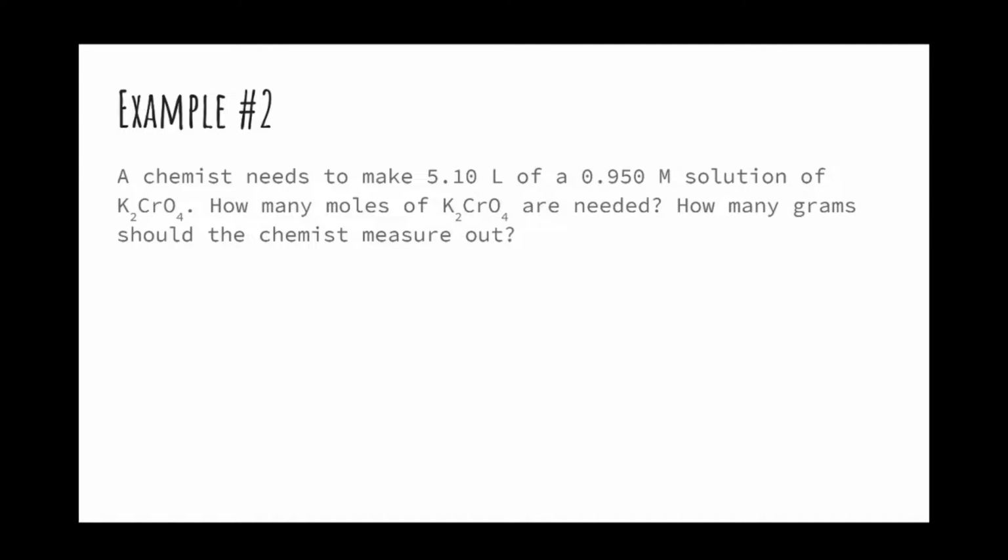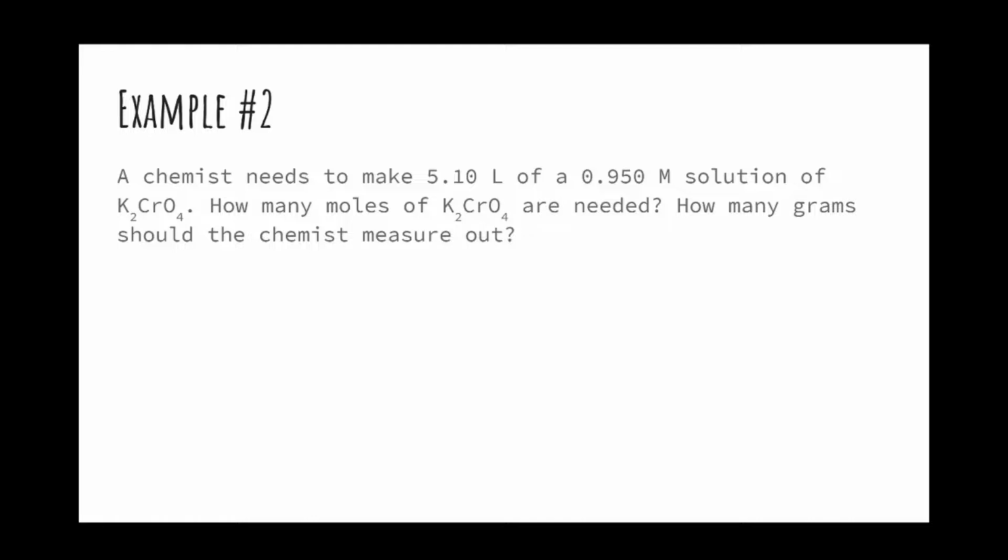Example 2 is a little bit more complicated. It just has a couple extra steps. So let's go ahead and take a look at that one. A chemist needs to make a 5.10 liter of a 0.950 molar solution of K2CrO4, that is potassium chromate. How many moles of potassium chromate are needed?